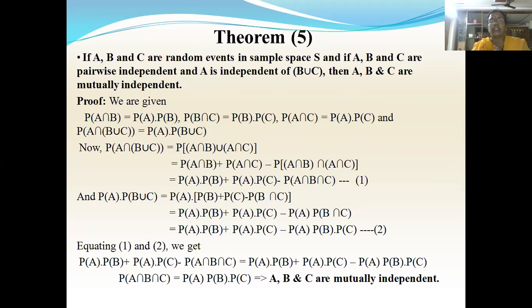P of A intersection B intersection C is equal to P of A into P of B into P of C. This we have to prove. Then those events are called mutually independent events.